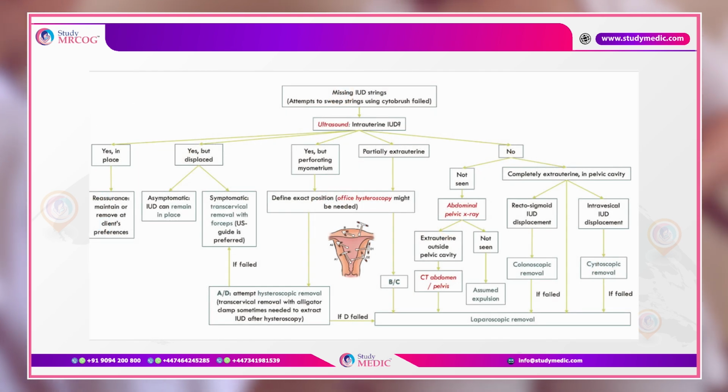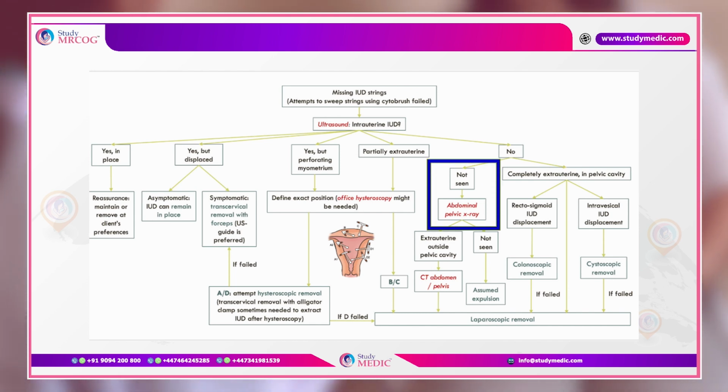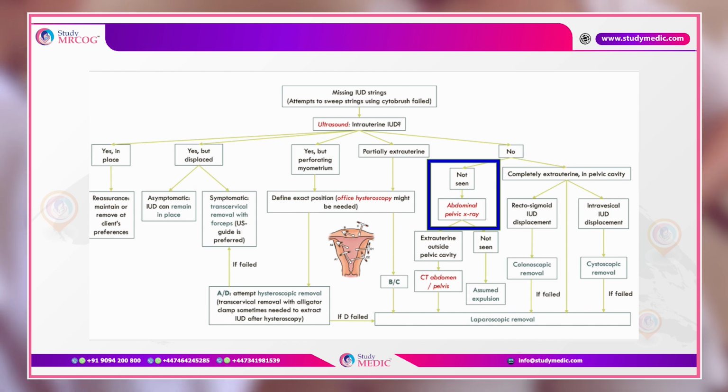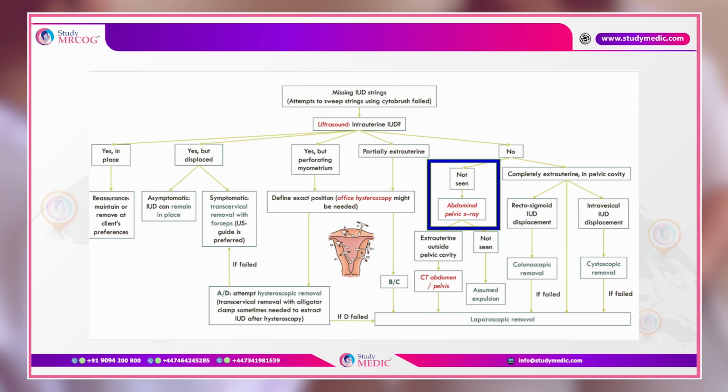So here is an algorithm in which you can see the various possibilities when the threads are missing. You've done an ultrasound and it is asking whether you have seen the intrauterine device. Our answer here is no, we have not seen it. So what is our next step? We will do an X-ray pelvimetry to see if it is there in the abdominal cavity and proceed according to the findings. This is a very useful algorithm, so if you could go through it, it will help you.